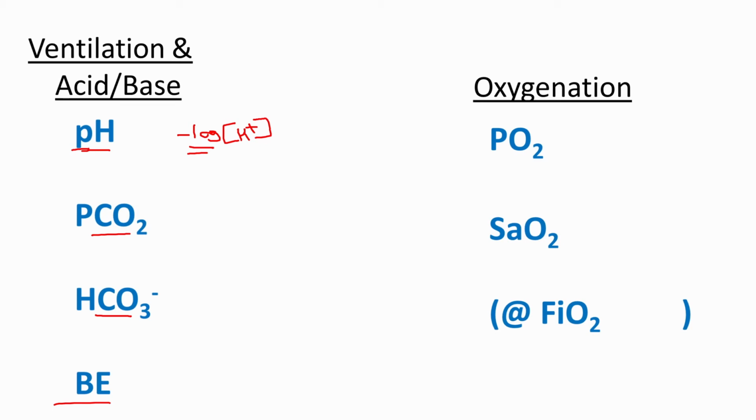So now taking a look at the right side, we do have PO2, and remember that's a capital P. So this is also a partial pressure. This is the partial pressure of dissolved gaseous oxygen in the patient's serum.